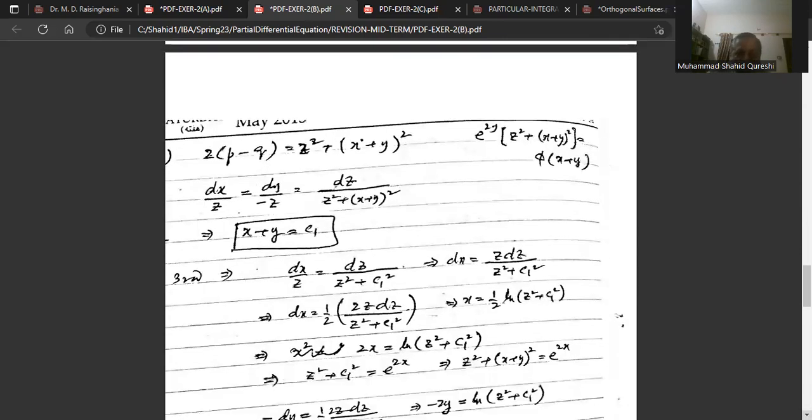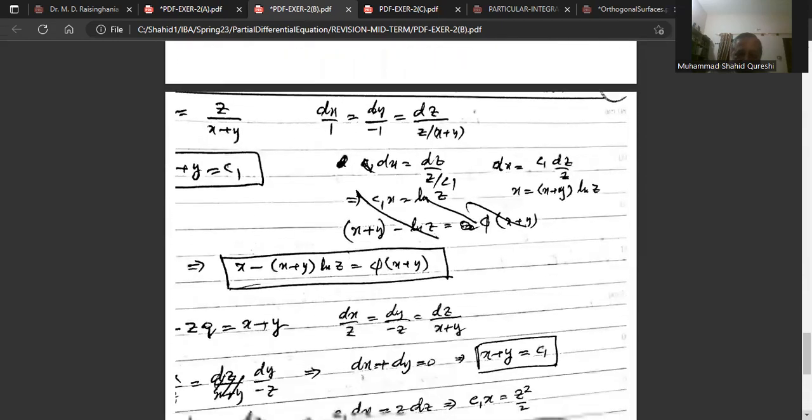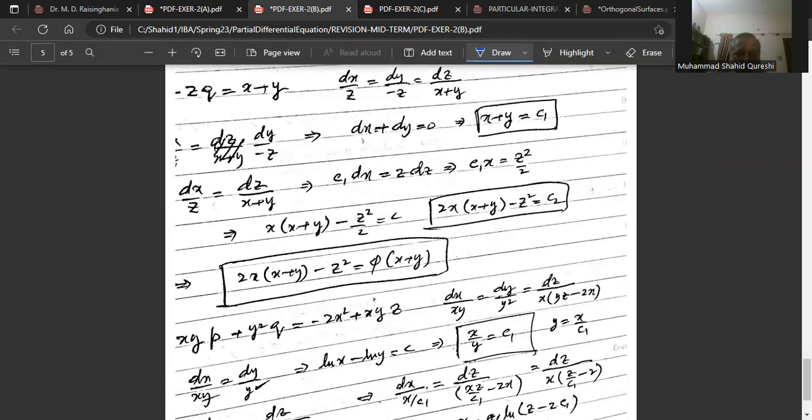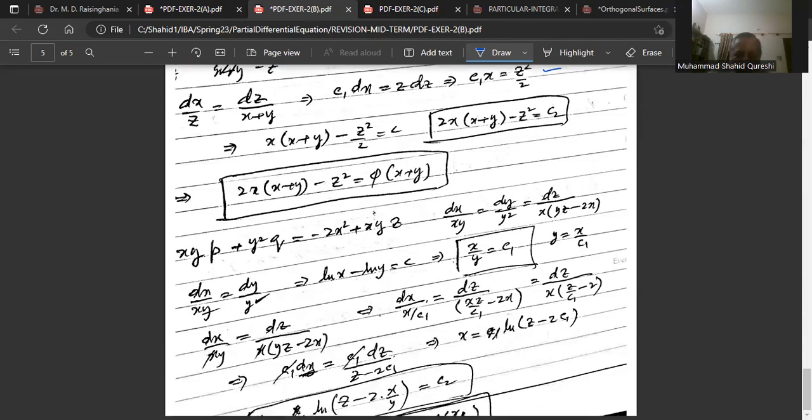So that is the major difference, and sometimes you may have very, very complicated problems. One of the problems where the situation is, in fact, zp minus zq is equal to x plus y. And the auxiliary equations are these: dx upon z, dy upon minus z, dz upon x plus y. And we see that from the first pair, z can cancel, and that will give you a solution of this type. Whereas if I take the first and the last, I see that x plus y is equal to c1. So c1 dx, z dz, so you get this. Sometimes you get very simple situations, sometimes complicated situations.